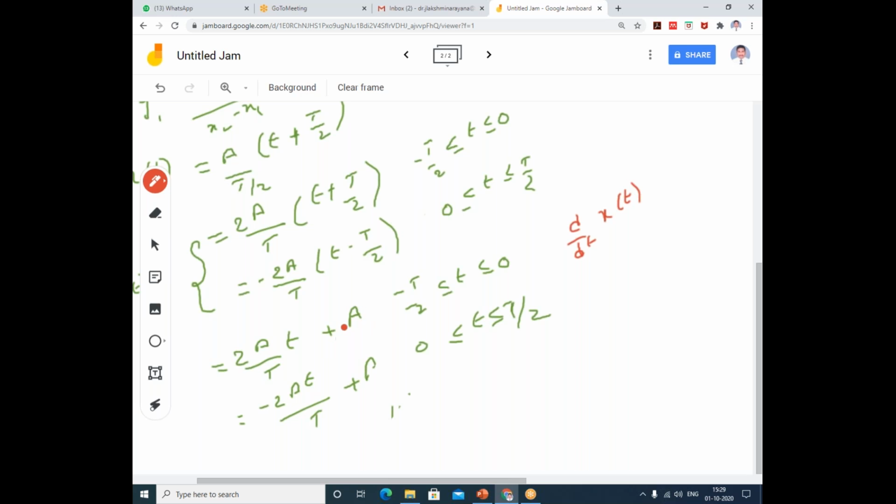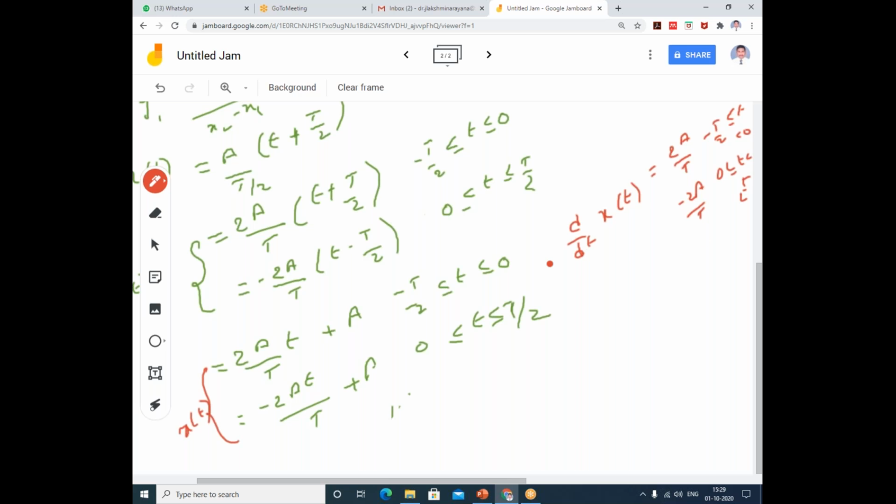Since the differentiation of a constant is 0, this term gets cancelled. Now when you differentiate it, you will get 2a by capital T, which is for minus T by 2 less than t less than 0, and minus 2a by T for 0 less than t less than T by 2. This is the differentiation of your x of t. So when you differentiate this x of t, you will get 2a by T, which is a constant.